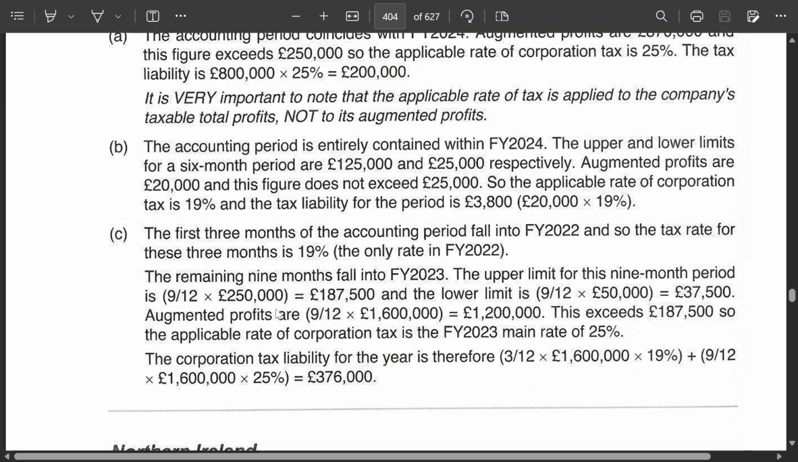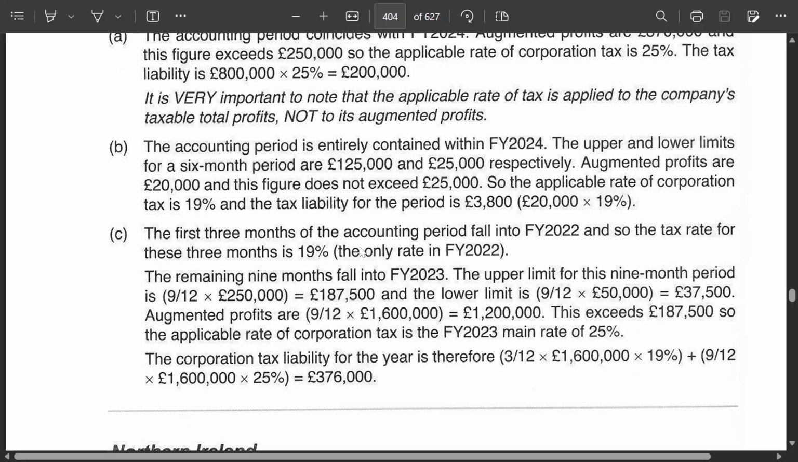And the upper limit, here they have not bothered to do it because we know the information given is that the changes to the income tax rates happen only in 23. So in FY22 there was only 1 income tax rate. That's why they haven't done it for the first part of the example. But what you could have done is taken 3 by 12 into 250 and 3 by 12 into 50 and generated the upper and lower limits for this one, right?